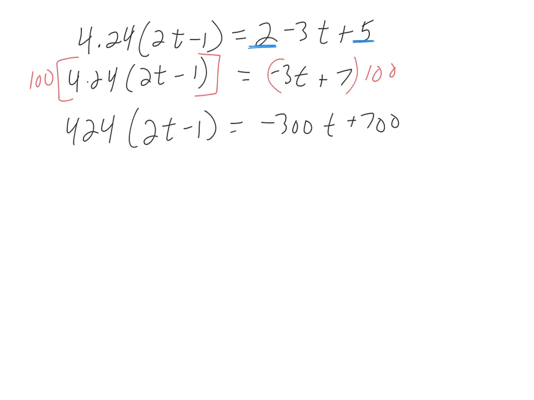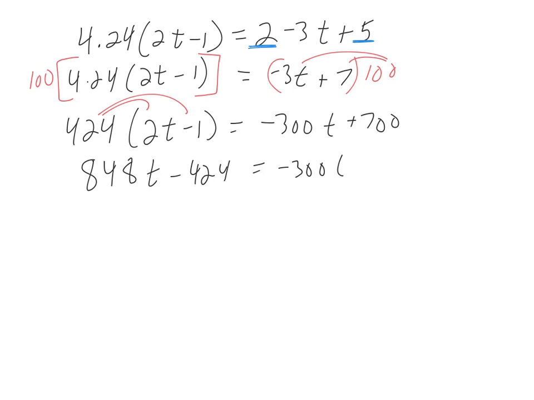I multiply both of these by 100. If you are unsure as to why I did not distribute on the left, but I did on the right, hit pause, call teacher over. At this point, I am going to distribute on the left now. So 424 times 2 is 848. So it's 848t minus 424 equals negative 300t plus 700.